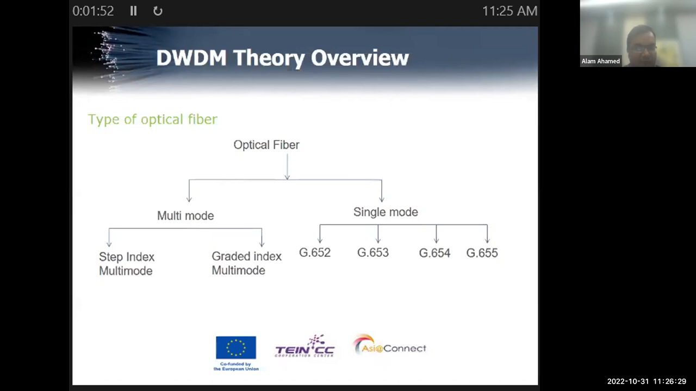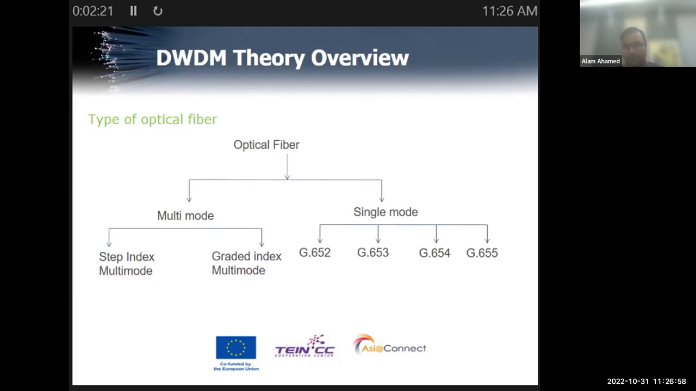Types of optical fiber. Optical fiber is mainly two types: one is multimode, one is single mode. Multimode fiber is divided into two types: step index multimode and graded index multimode. And single mode fiber can be divided into four types: G652, G653, G654, and G655. We can explain them one by one.